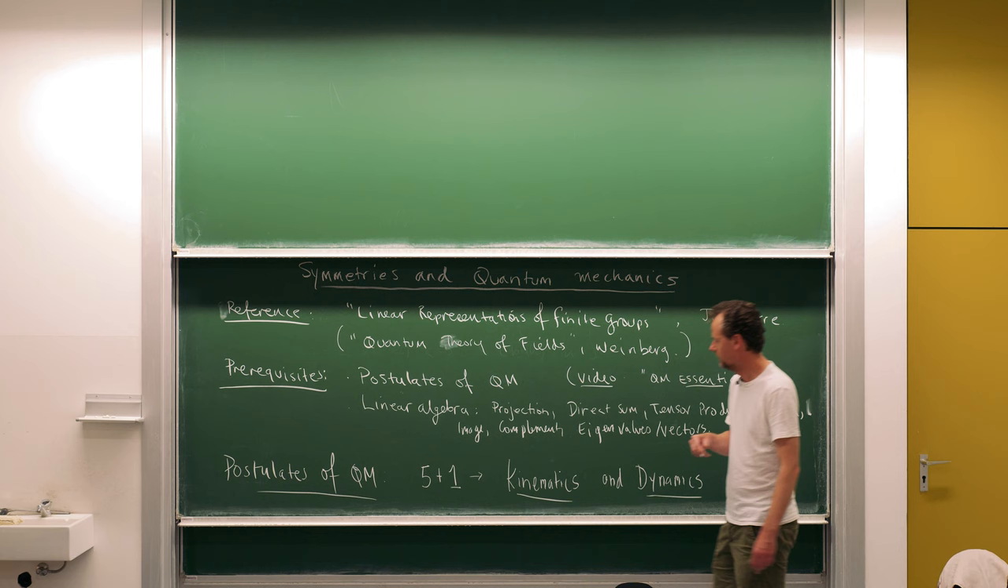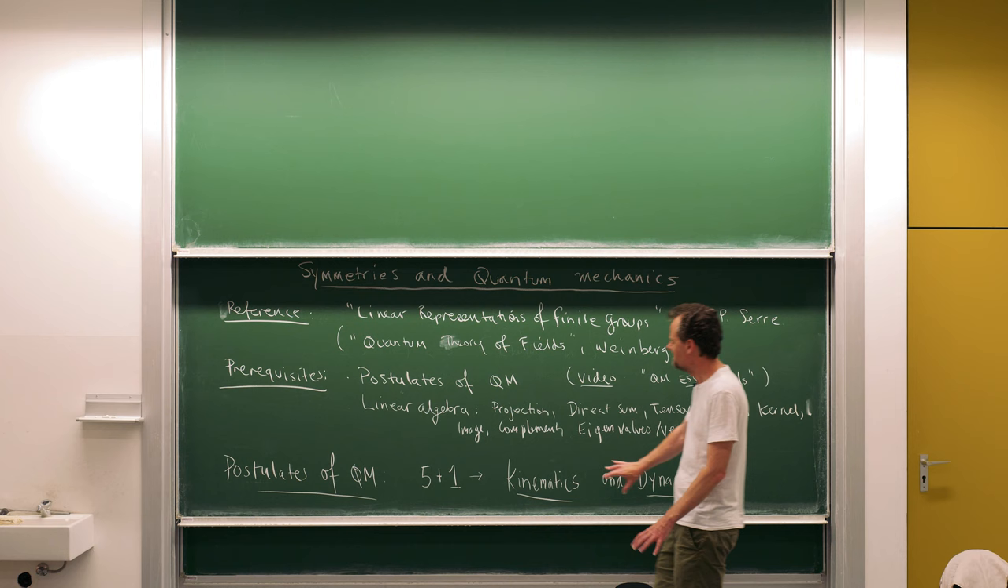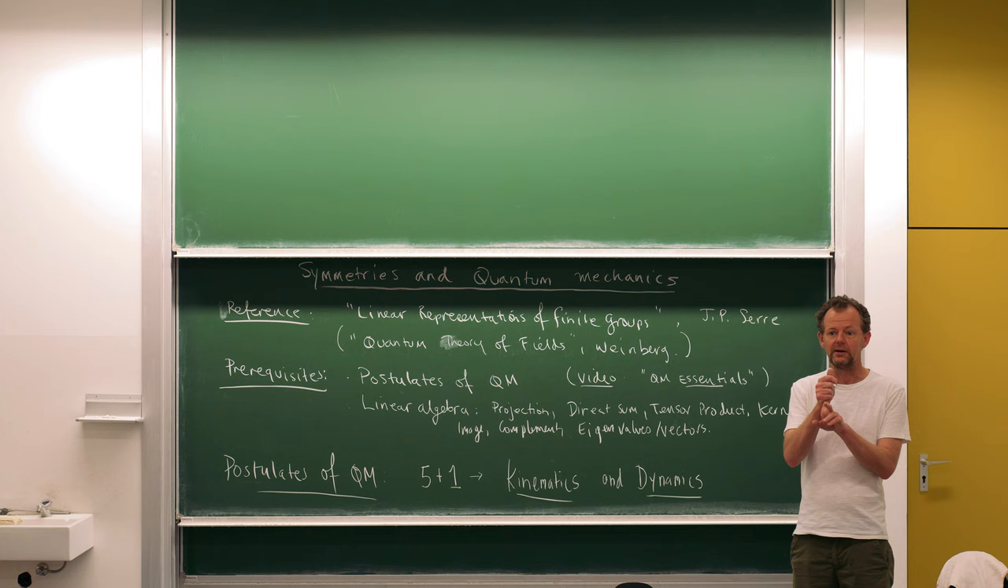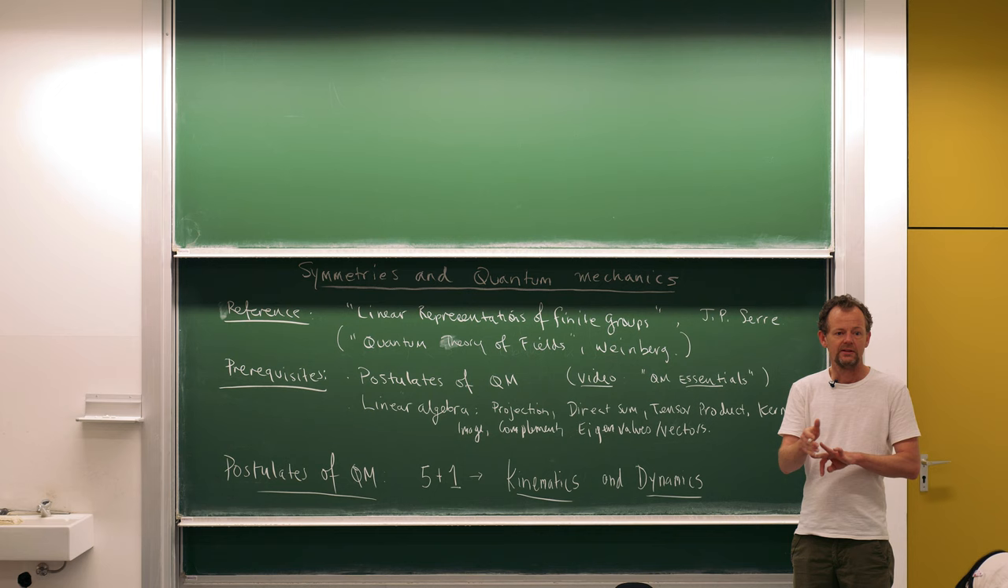And roughly speaking, the first 4 postulates, the way I present it, are just dealing with effectively kinematics, although secretly dynamics in disguise, right? So the first 4 postulates of quantum mechanics as I present it go roughly as follows. The first one is that to every quantum mechanical system, there's a Hilbert space attached. The second one is that states of quantum mechanical systems are represented by density matrices. The third one says that detectors or measurements are represented by positive operators.